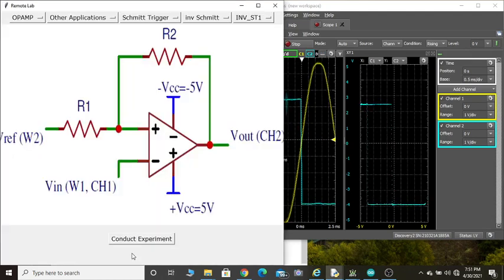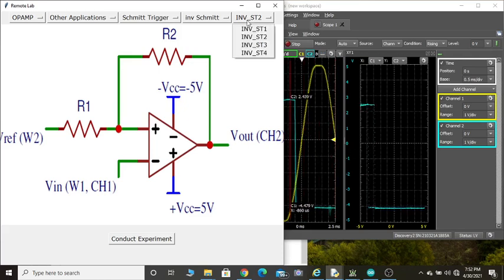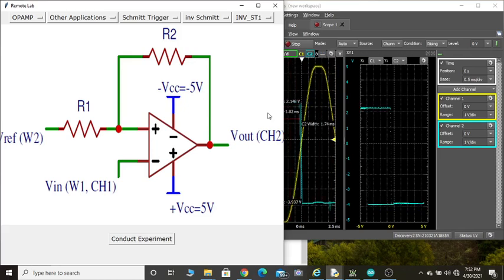The other way of changing VTH and VTL is to go for a different combination. So let me go for a different combination where the values of R1 and R2 will be different. If I conduct, now you can see it is totally different. You can see the hysteresis width is very small, whereas in the previous case the hysteresis width is so much. So maybe in the second case I can make both VTH and VTL positive.